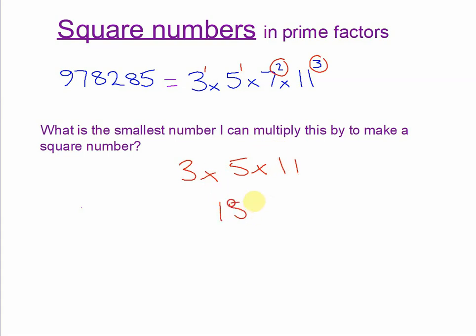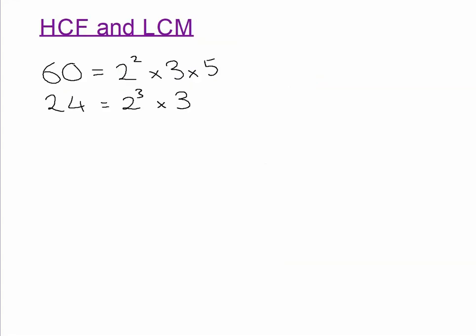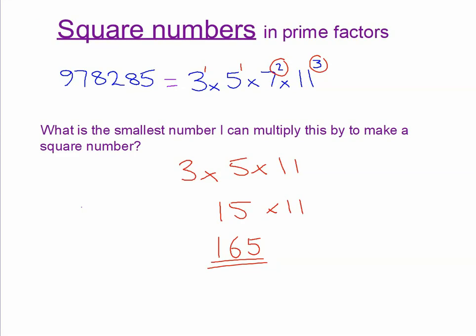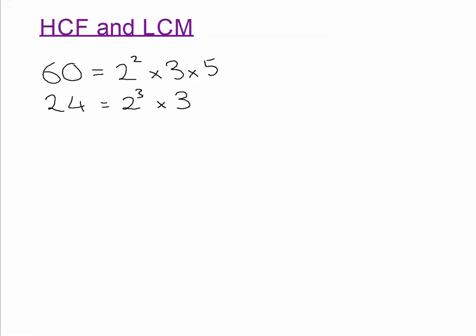So 15 times 11, oh, my favourite times table. Write the 1, write the 5, add them up, pop it in the middle. 165. So that's why they're useful, really, for identifying square numbers. And it's also useful for identifying whether a fraction is terminating or recurring, but that's for another video. But we use prime factors for that too.